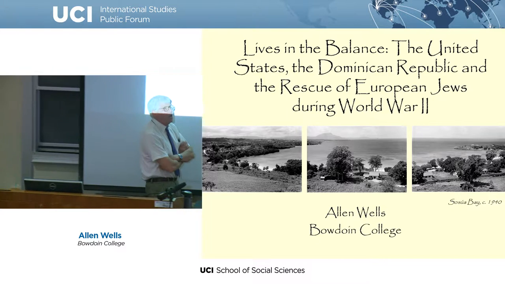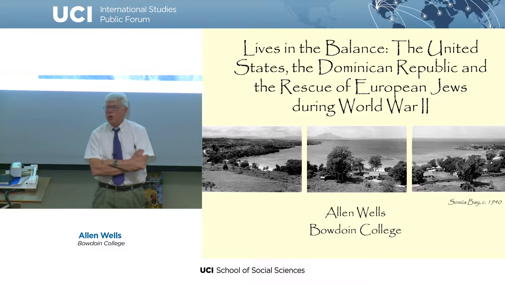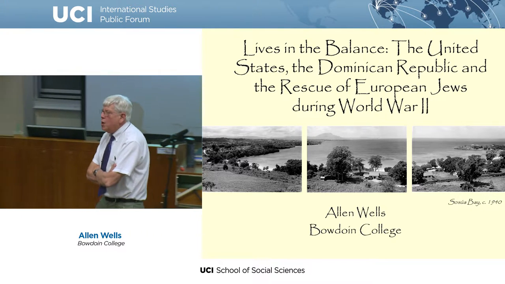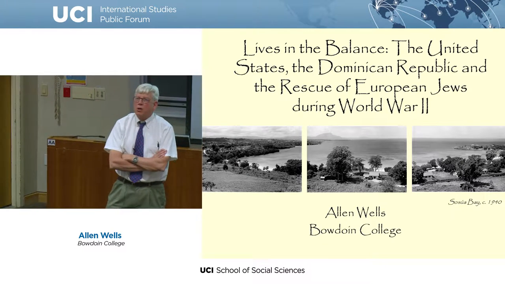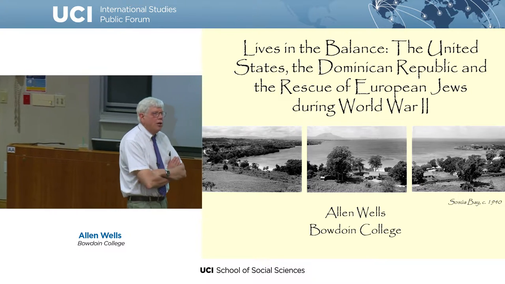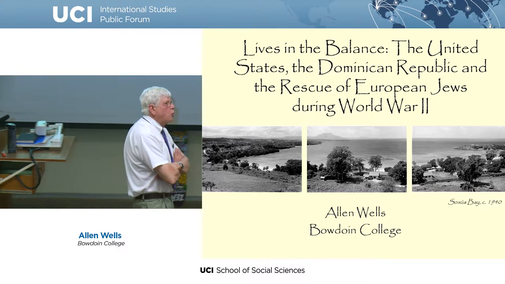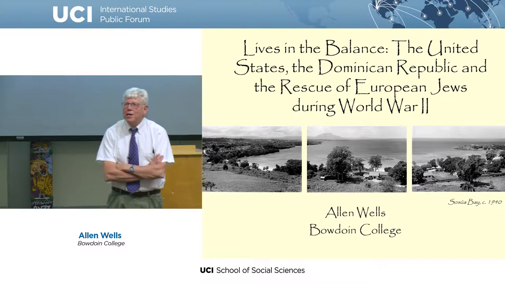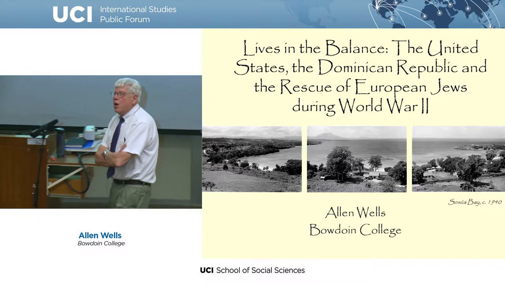Here's a picture of the young dictator, Rafael Trujillo, of the Dominican Republic. He ruled the country for 31 years. He was, without a doubt, one of the most brutal and ruthless dictators in modern Latin American history. And here, he was saying that he was going to welcome in refugees who no one else in the world wanted at that time. So what's going on? There's got to be a catch. And there was.